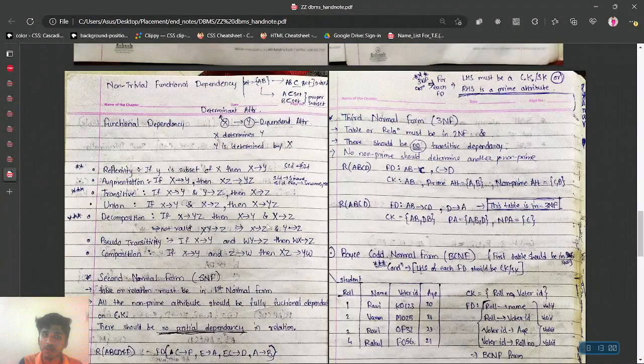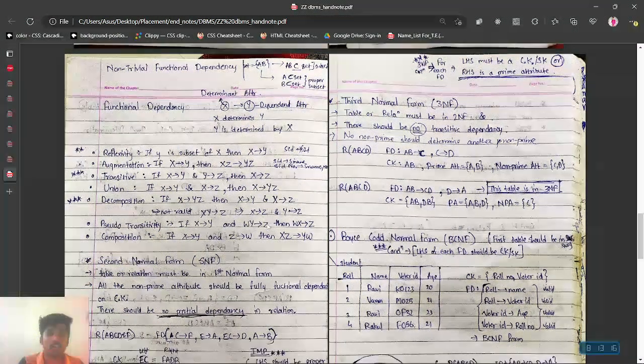Decomposition: if X determines YZ, then X determines Y and X determines Z is necessary. But the reverse is not valid. Like XY determines Z. If XY determines Z, then X will determine Z or Y. It is not valid. Now comes the normal form.